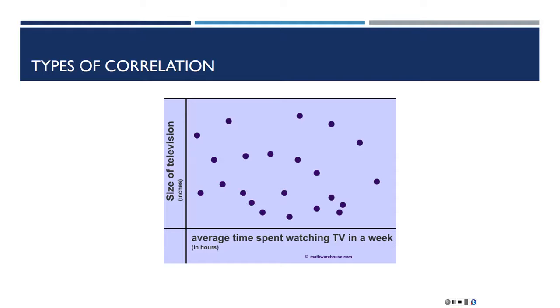Yeah, that's good. Okay, let's assume that the bottom axis is the average amount of time spent watching TV in a week, and the size of the television is your response variable. Just because you have a bigger television, does that mean you watch television more? No. Just because you have a little bitty television, does that mean you watch less?